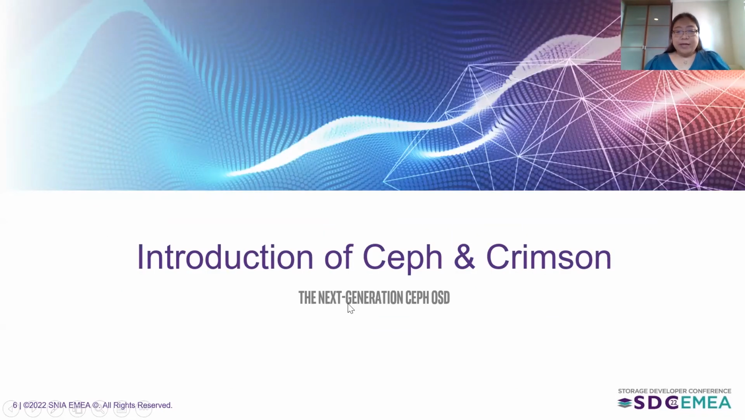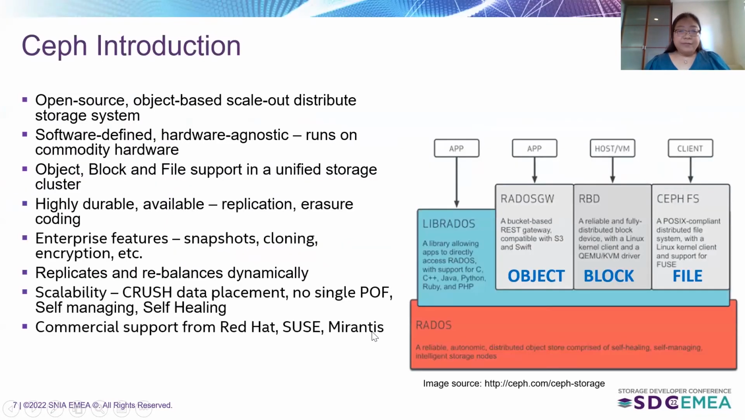So let's introduce Ceph and Crimson. Ceph is an open source project, and it is an object-scale, scale-out distributed storage system. It is software-defined, hardware-agnostic, running on commodity hardware. Ceph provides object, block, and file interfaces in a unified storage cluster. Ceph supports replication and erasure coding, which provide high durability and availability, and also provides enterprise features such as snapshots, cloning, and encryption.